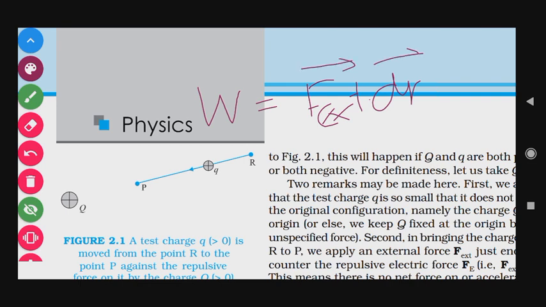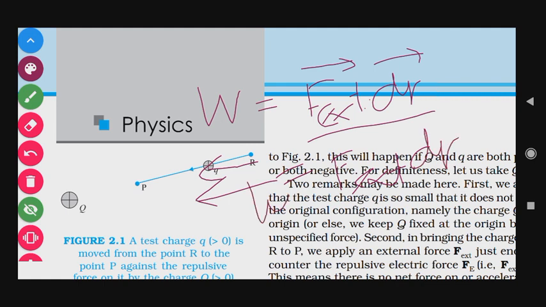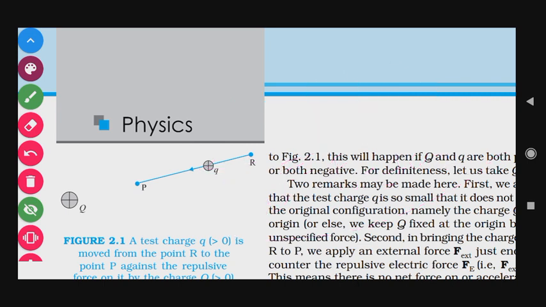I can write it in vector form. Because F external is in this direction and the displacement is also in this direction, this is F external dr cos 0, and cos 0 you know is 1, so the work done is this much. This is a very small work done, and the total work done from R to P will just be the integration of F dr.